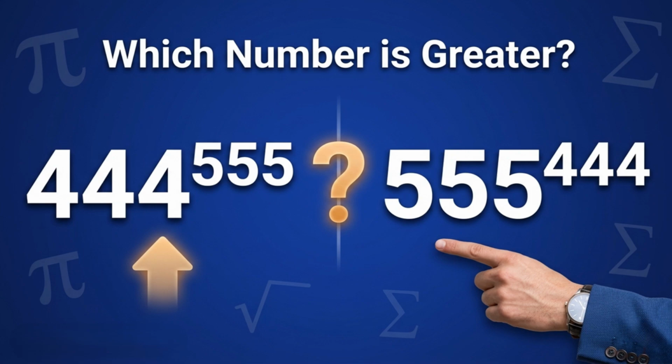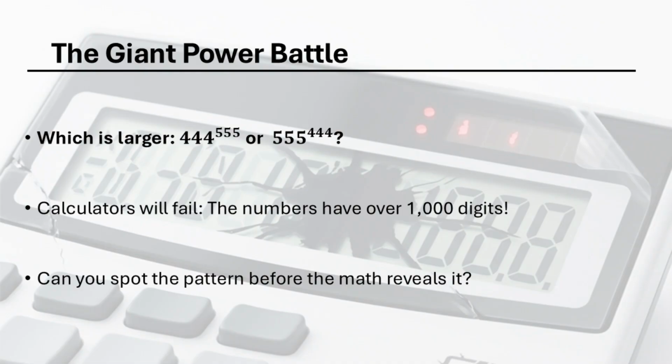Welcome everyone. Today, we are diving into a classic mathematical puzzle that looks intimidating at first glance but yields beautifully to logic and basic exponent rules. We are asking the question, which number is greater? 444 to the power of 555, or 555 to the power of 444?